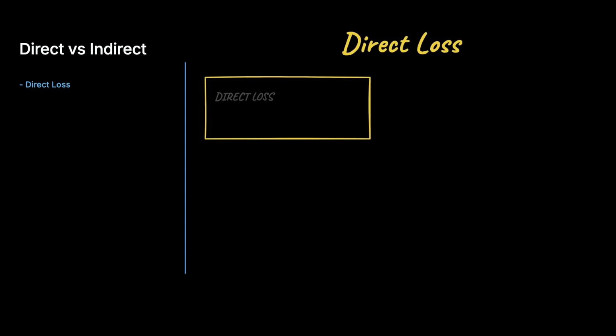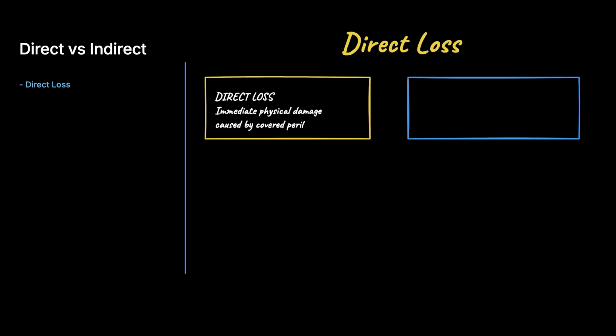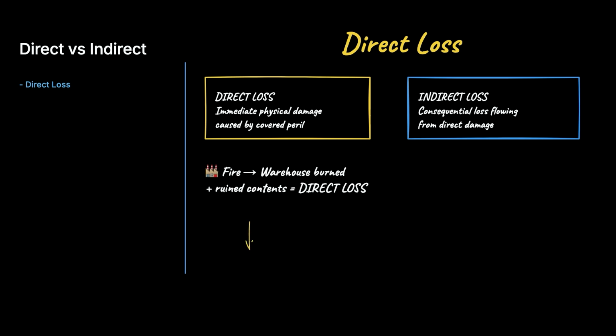Now a distinction the exam loves: direct losses versus indirect losses. A direct property loss is the immediate, tangible, physical damage caused by a covered peril. When a fire destroys a warehouse, the burned building and ruined contents are the direct loss. The peril is the cause, and the destruction is the immediate, measurable result.